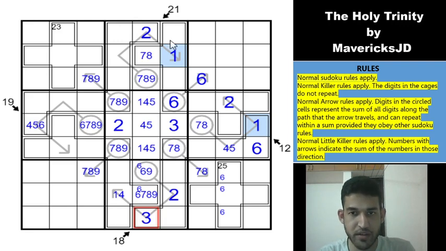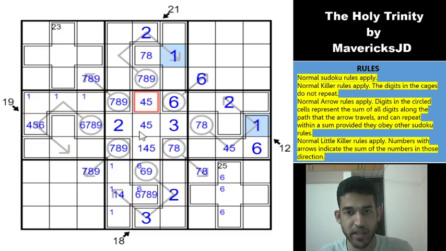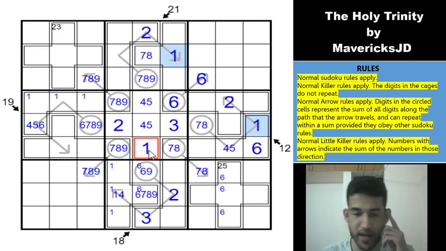Okay, so 1 is in column 6, right? So which means that 1 has to go in one of these 3 cells, and which means that I can eliminate 1 from all these cells because they are in the same cage. So 1 would have to go in all these 3 cells in box 4, and that eliminates the 1 from here. So I get a 1 here and a 4, 5 pair here. Okay.